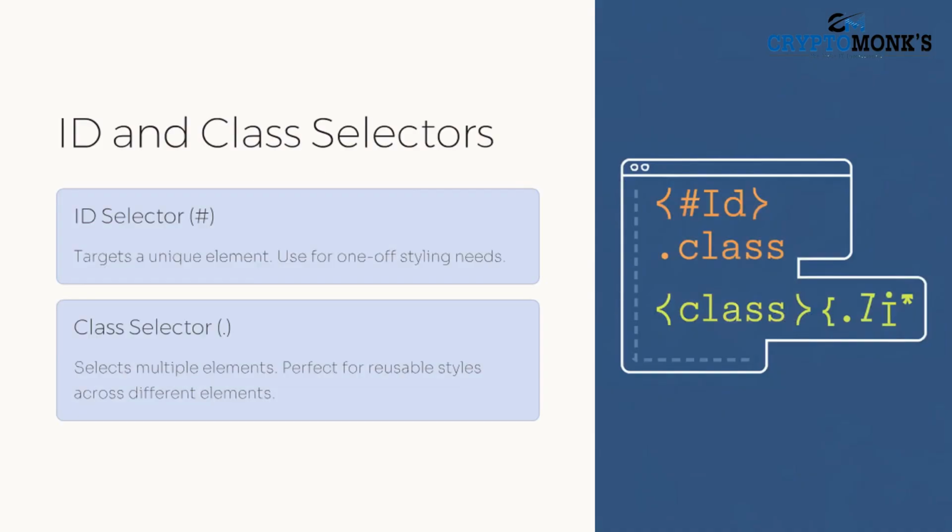ID and class selectors. ID selector, hash, targets a unique element. Used for one-off styling needs. Class selector selects multiple elements. Perfect for reusable styles across different elements.